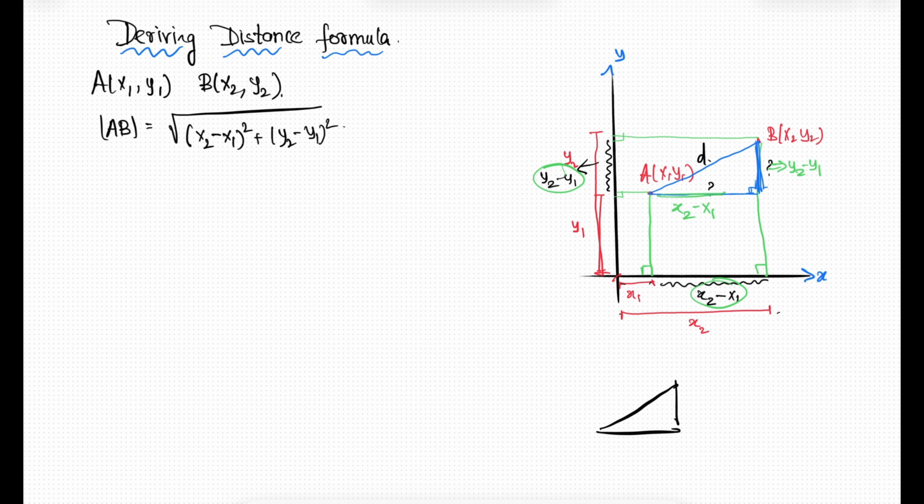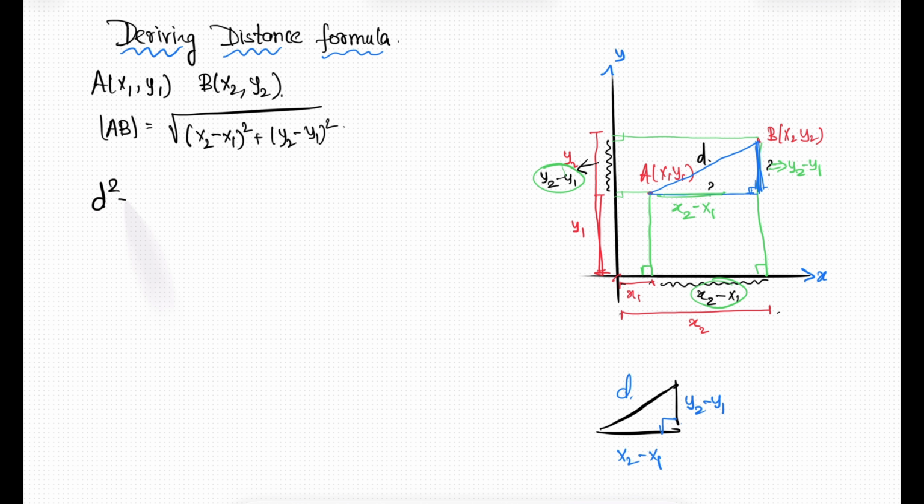Alright. So what I can do, I can apply the Pythagoras theorem. So the hypotenuse square would be equal to the sum of squares of the other 2 sides of the triangle. So D would be root over x2 minus x1 the whole square plus y2 minus y1 the whole square. Since distance would be positive, I won't be mentioning plus or minus over here.